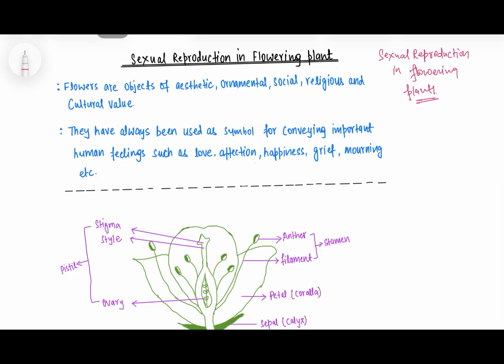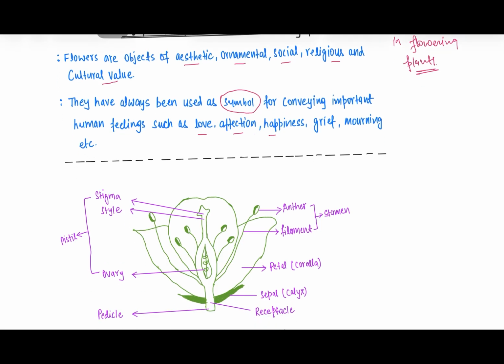Flowers are objects of aesthetic, ornamental, social, religious, and cultural value. They have always been used as a symbol for conveying important human feelings such as love, affection, happiness, etc. Okay, so now we will move on to the main topic.